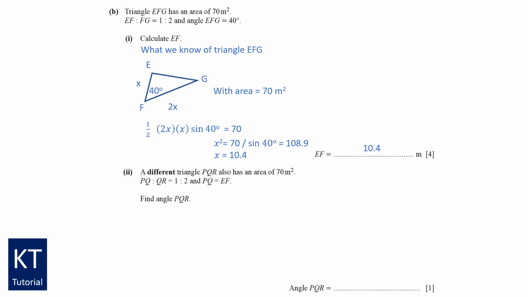Next, a different triangle PQR has an area of 70 meters squared. PQ to QR is also 1 to 2, and PQ is equal to EF. Find the angle PQR. Do note that the word different is in bold. We shall start by equating theta to the required angle PQR. With all other parameters needing to be exactly the same, this means that sine theta would need to be the same as sine 40 degrees. This angle is 140 degrees.